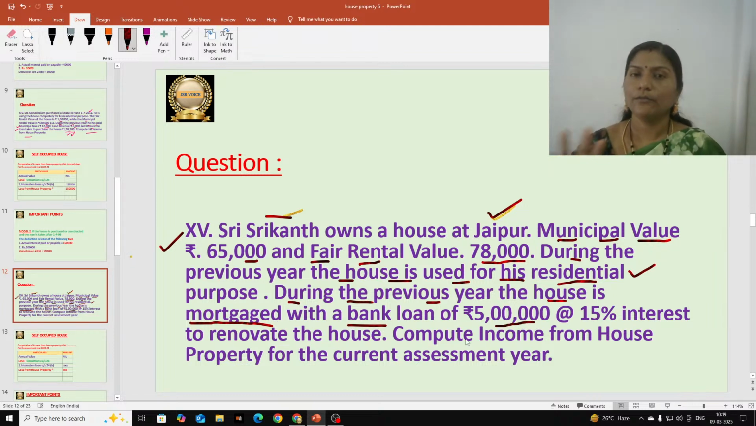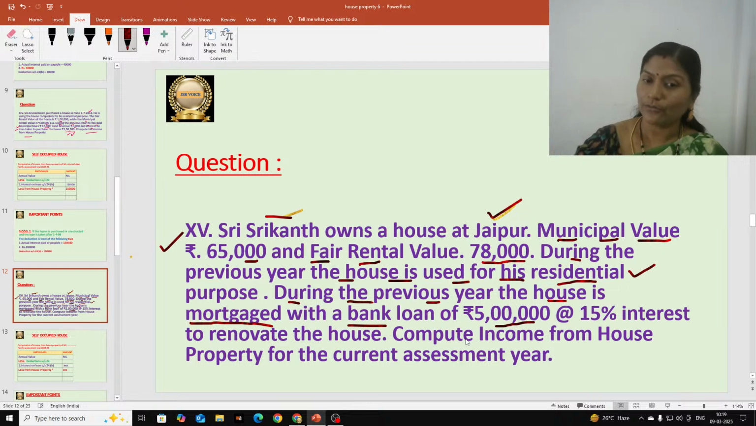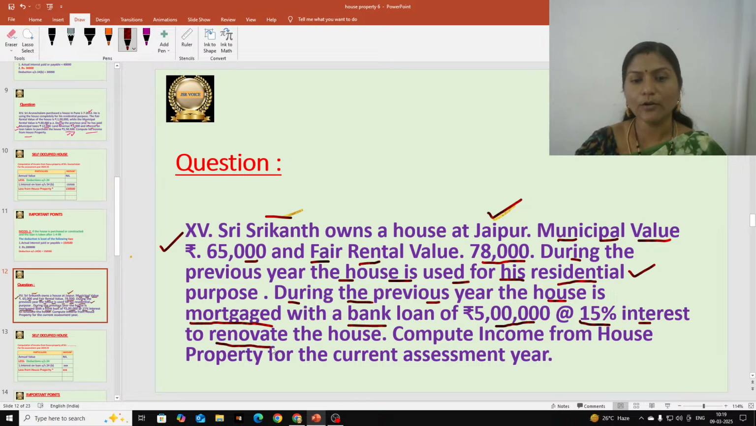We don't bother about the loan amount itself, but we need to know the interest on the loan, when he took the loan, and for what purpose he took the loan. He took a loan of 5 lakh rupees. What is the interest rate? 15% interest, to renovate the house. This point is very important, students. Why is the loan taken?